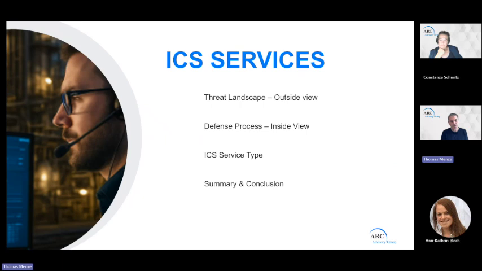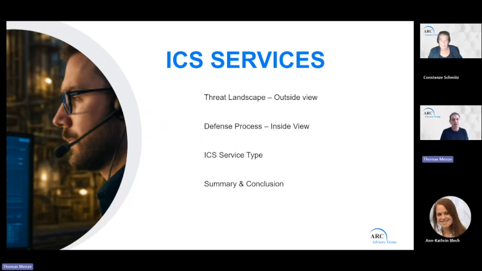What is the inside view? First of all, we divided the inside view into an IT and an OT perspective, because both parties have different challenges, and that's the reason why we split it up. And last but not least, we analyzed a little bit the ICS service types available in the market.